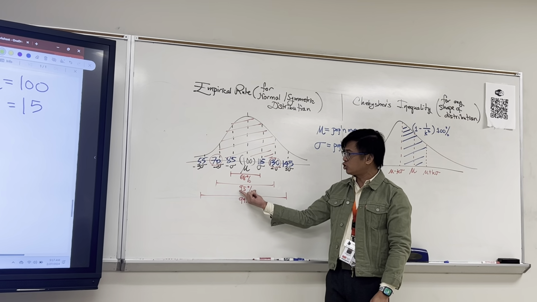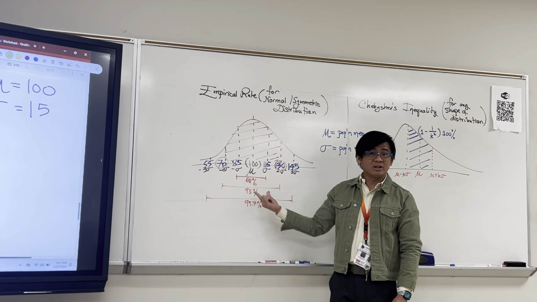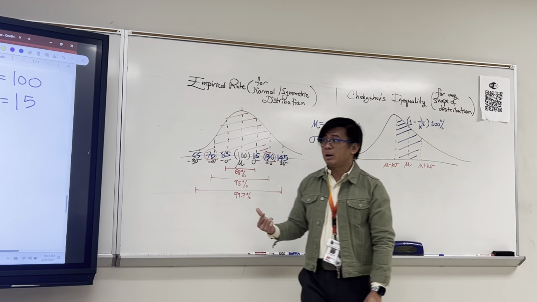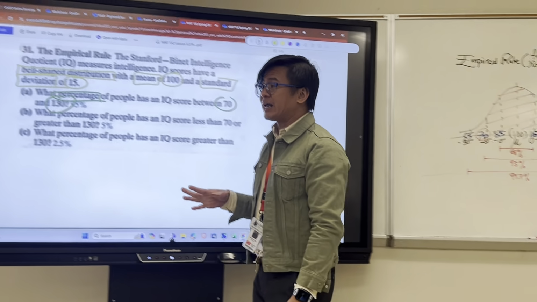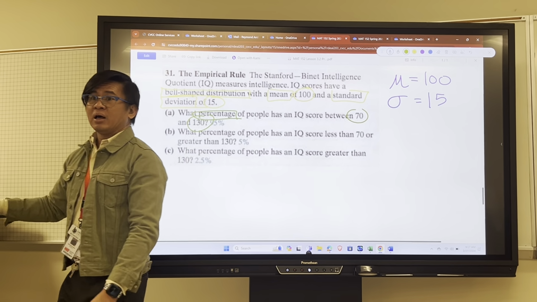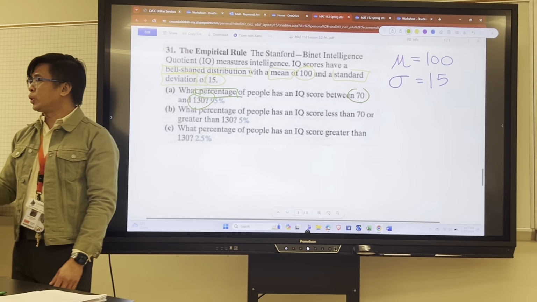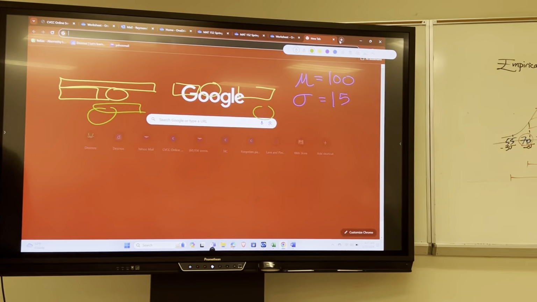So we are assuming it to be how much? 95%. Thank you, based on our empirical rule. Anyway, let's confirm if that is correct using our calculator. So we're going to use a calculator for such, and here it is.